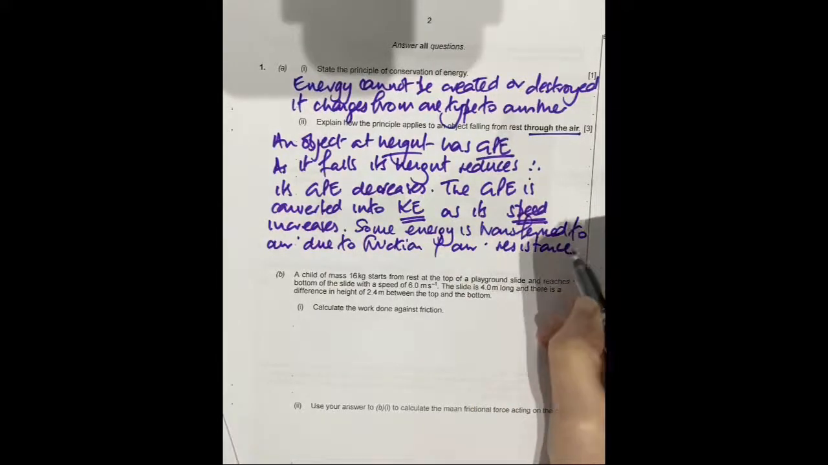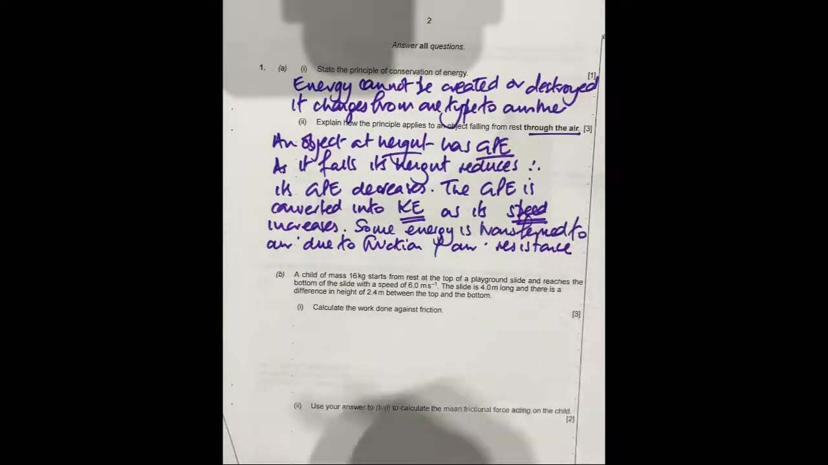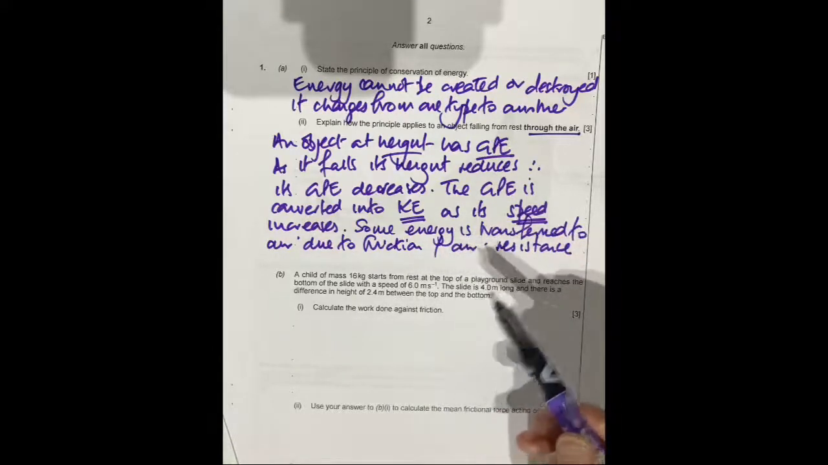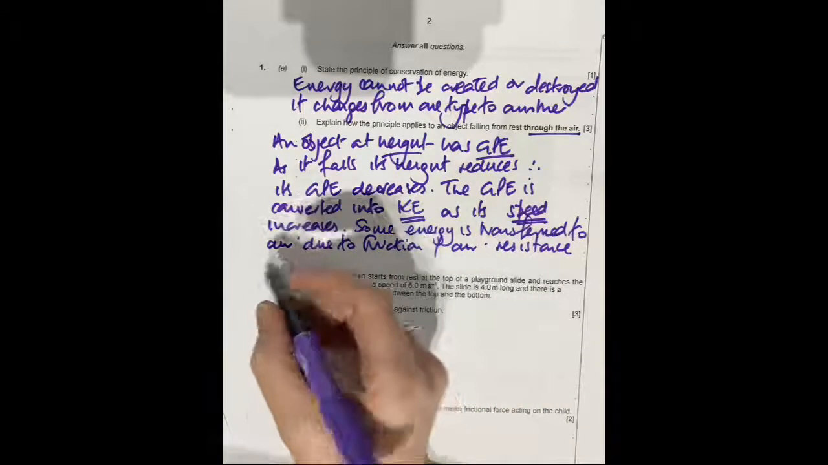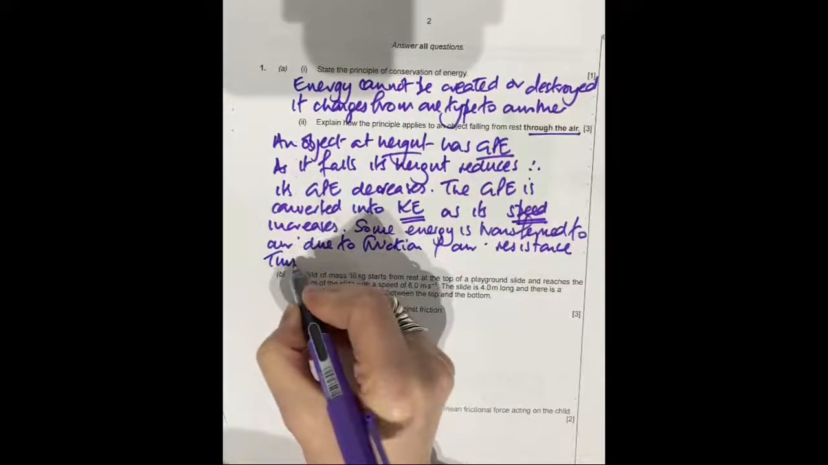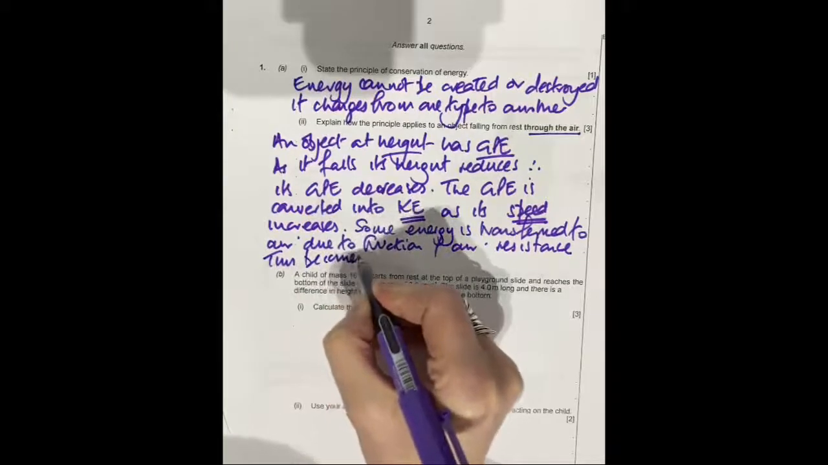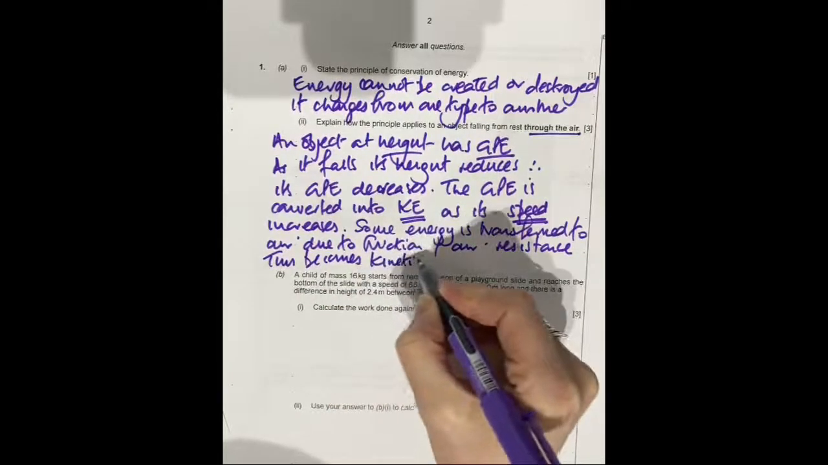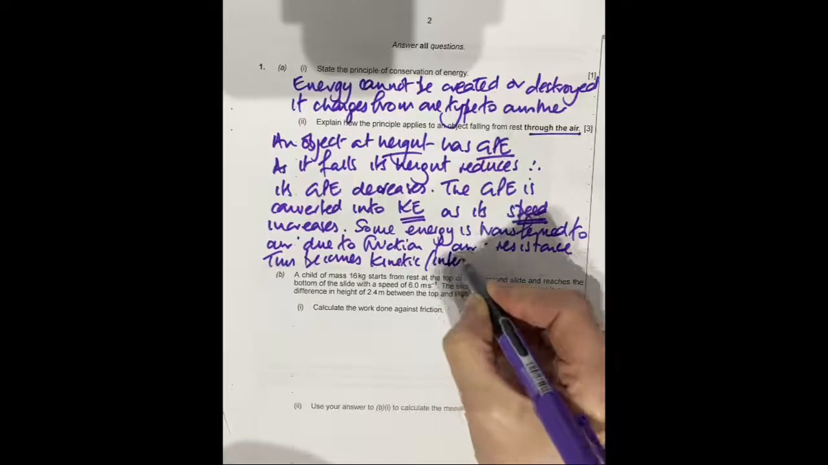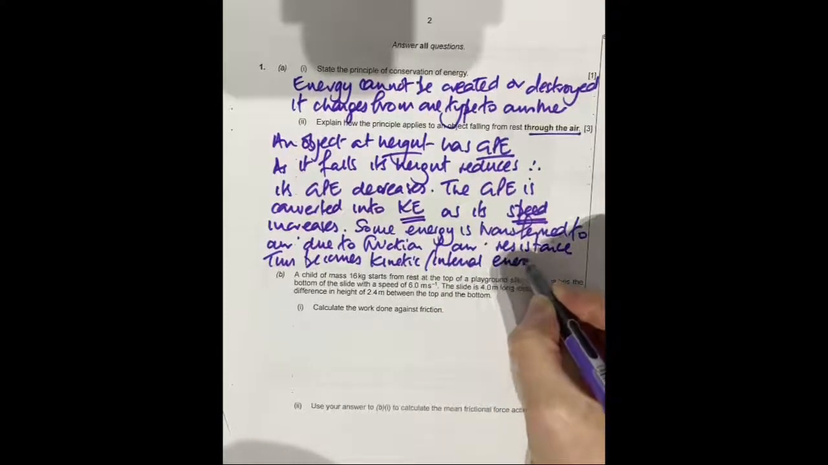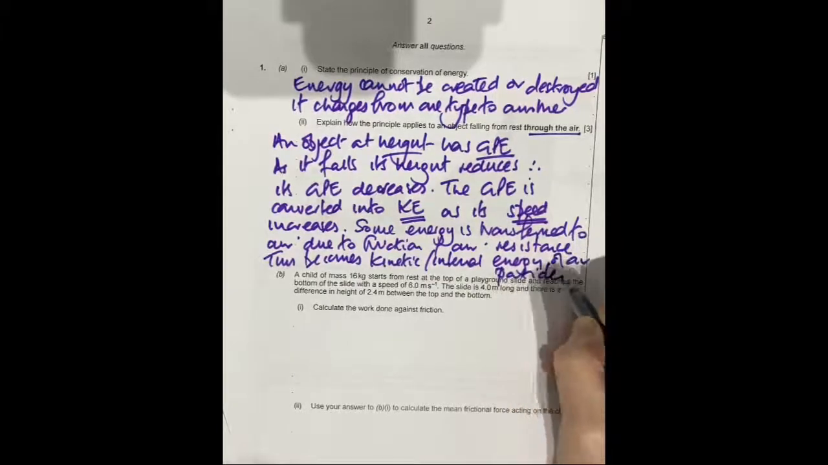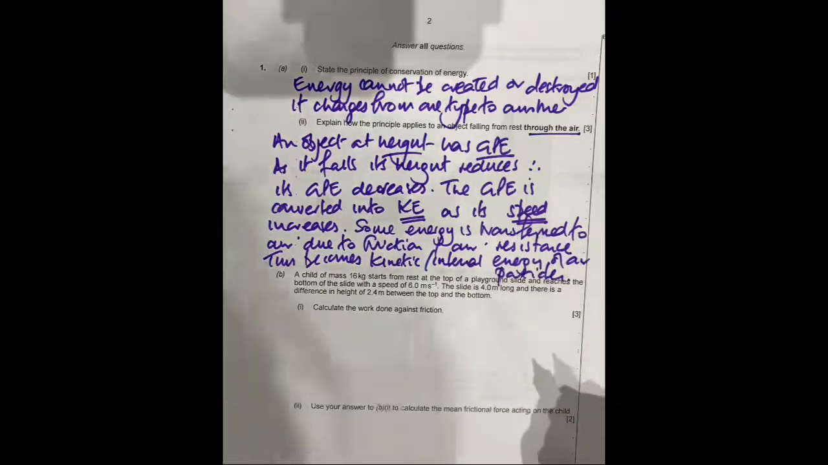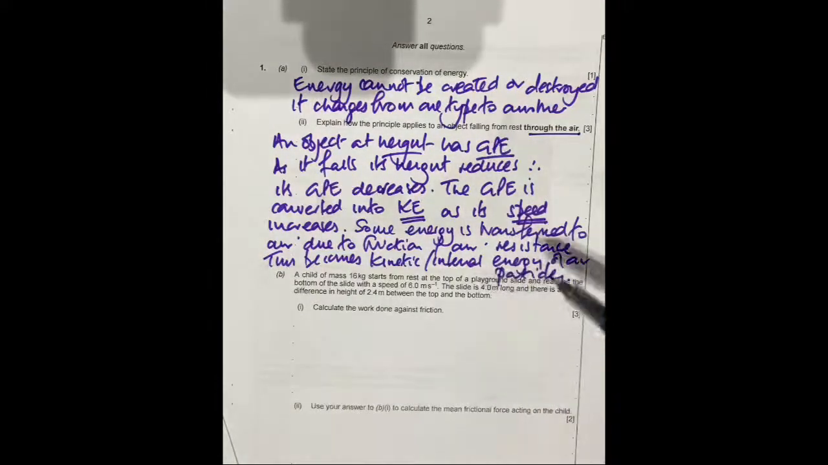But the third mark is looking for this little bit to explain where that actually goes. Yes, it's transferred to the air, but what type does it become? Right? This becomes kinetic energy or internal energy of the air particles. Okay, so you might think that you've got all of this and actually only got 1 out of 3.